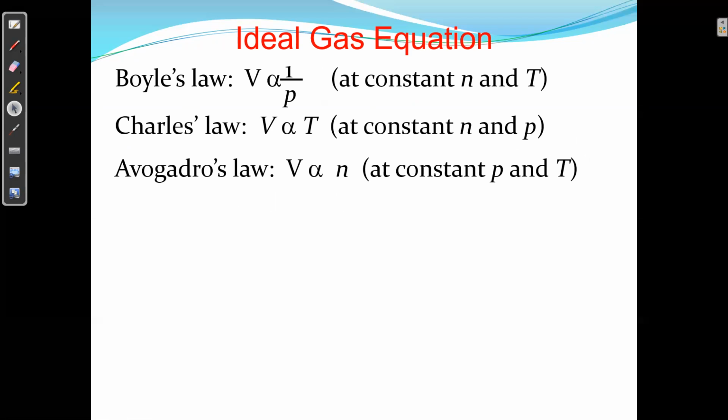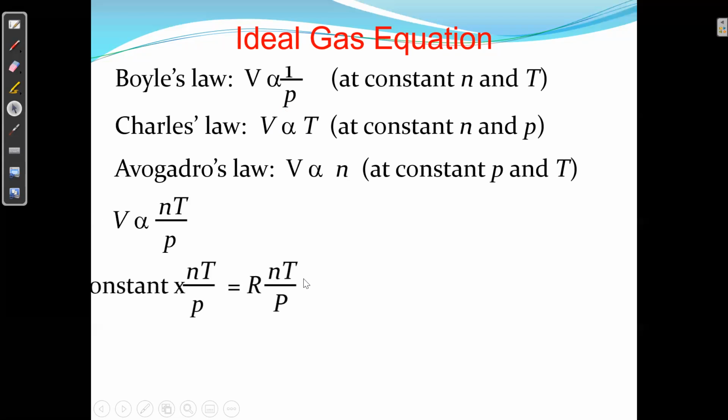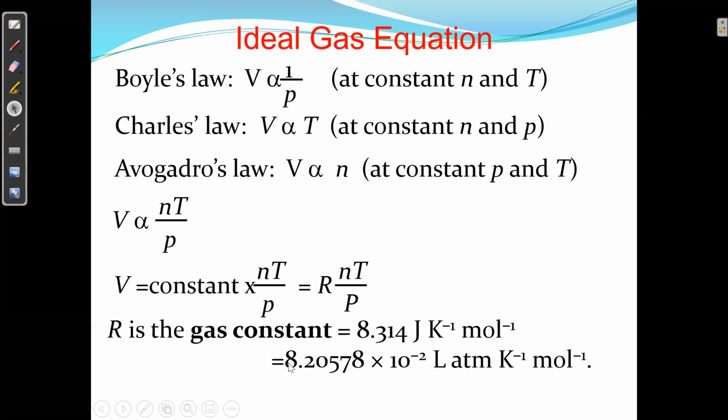So this is Boyle's law: V is directly proportional to 1 by P. V is directly proportional to T. Everywhere we have just shown the relationship of volume with pressure, volume with temperature, and volume with number of moles of gas. By combining all these three laws, as you already know, that is PV = nRT, and R is a gas constant. Constant means the value is constant.